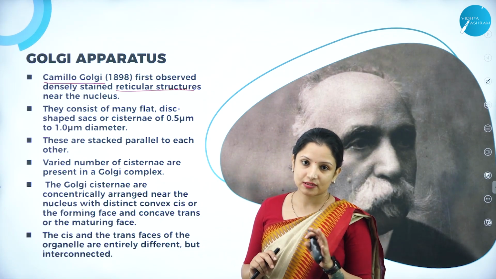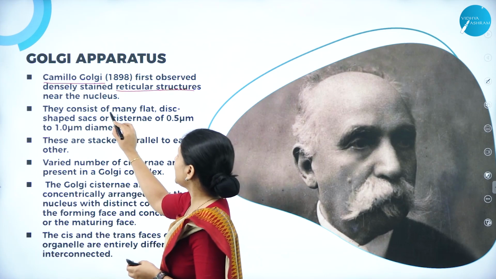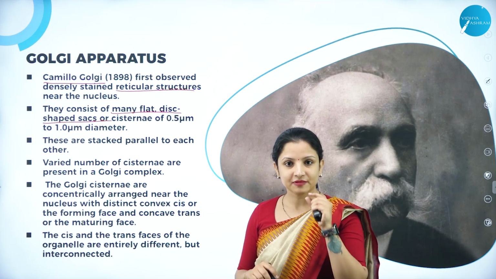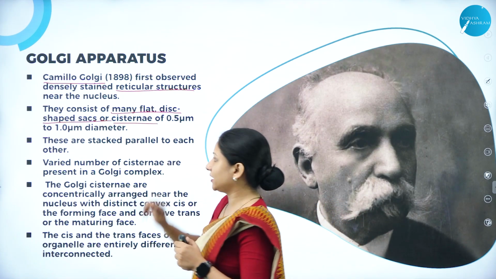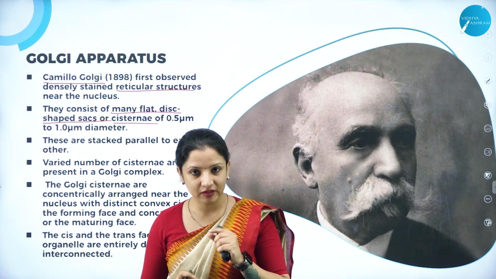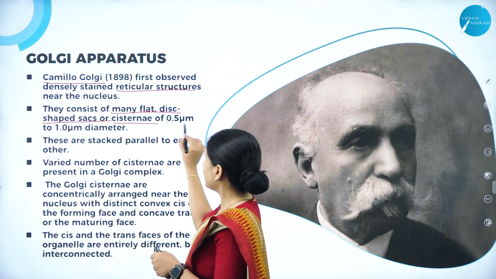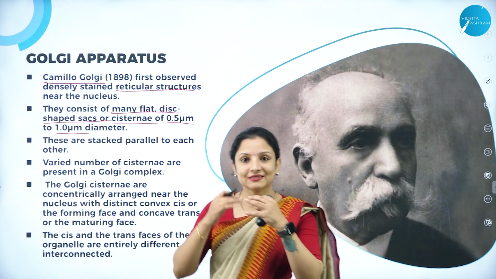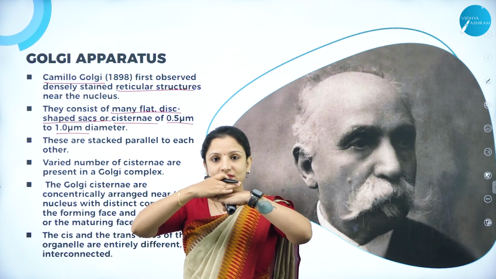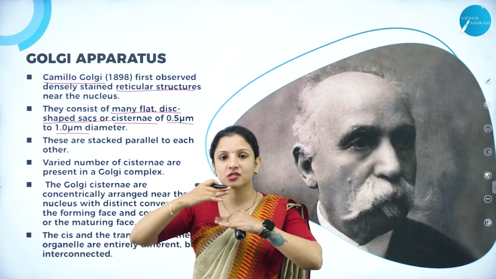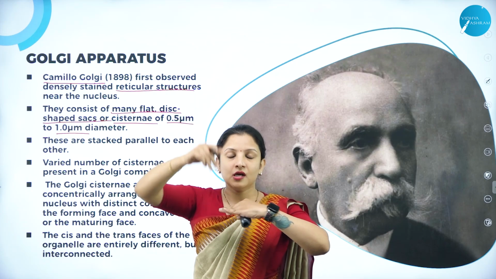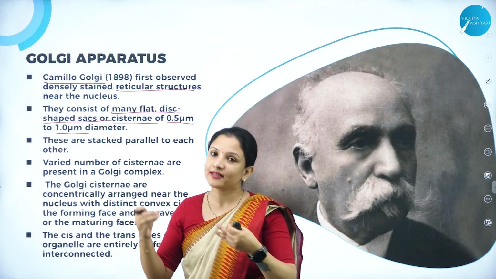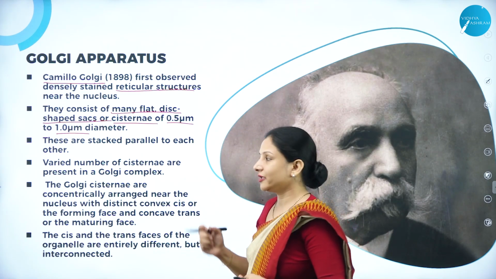And the Golgi apparatus, when you look at the structure, is made up of many flat disc-shaped sac-like structures, and those disc-shaped sacs are called cisternae. The diameter of each of the cisternae is about 0.5 to 1 micrometer. These cisternae, the plate-like or sac-like structures, are stacked one above the other. Just like when you stack plates one above the other, exactly like that, the cisternae look in the Golgi apparatus.